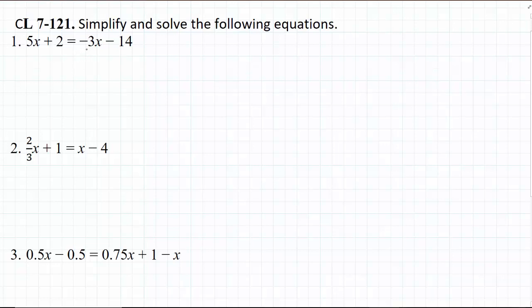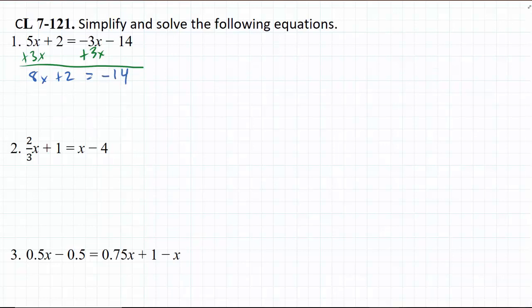My strategy, it looks like, is I'm going to go ahead and combine the like terms, but actually there are none on each side. So really I'm just going to get the variables on one side. And to do that, I think I'm going to go ahead and add 3x to both sides. When I do that, I end up with 8x plus 2 equals, this cancels out, negative 14.